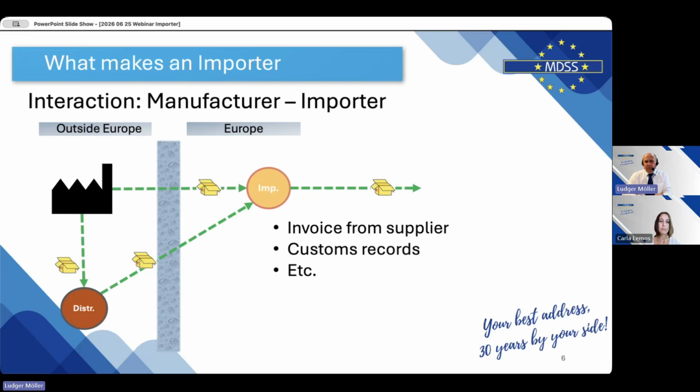So what makes an importer? Invoice from a supplier. If the supplier is outside the EU, and he gets an invoice from the supplier, then it's a good indication. It does not determine that, but it's a good indication.